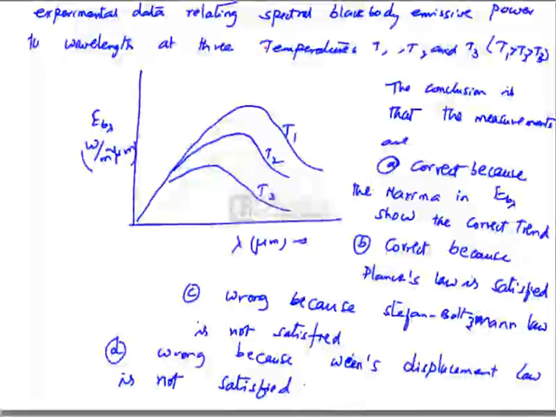This is wrong. So, according to Wien's displacement law, if the wavelength at the peak of T1 is less than wavelength at peak of T2, which is less than the wavelength at the peak of T3, then Wien's displacement law would be satisfied. But the figure is not like that. So, answer is D.